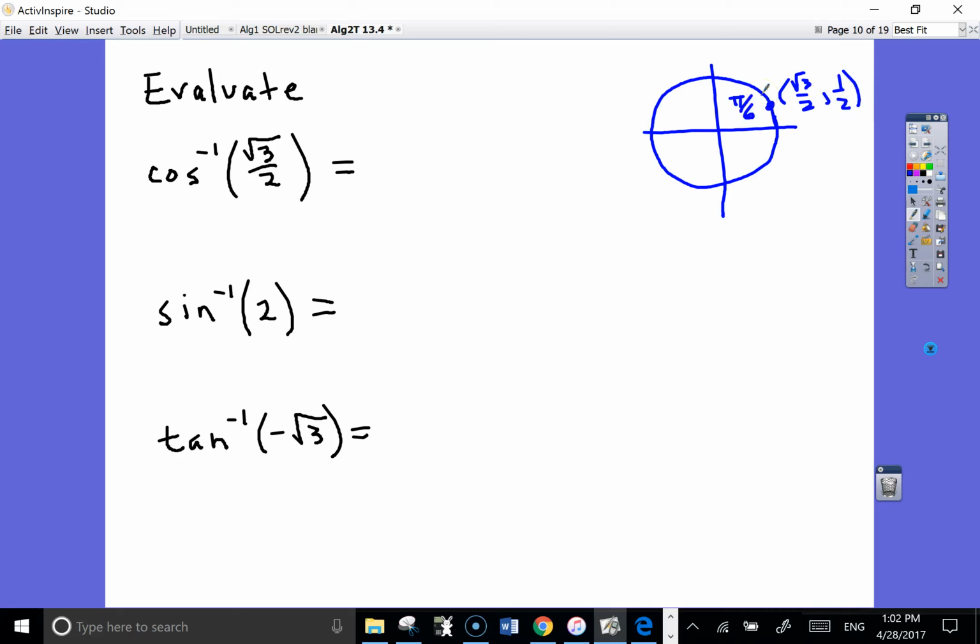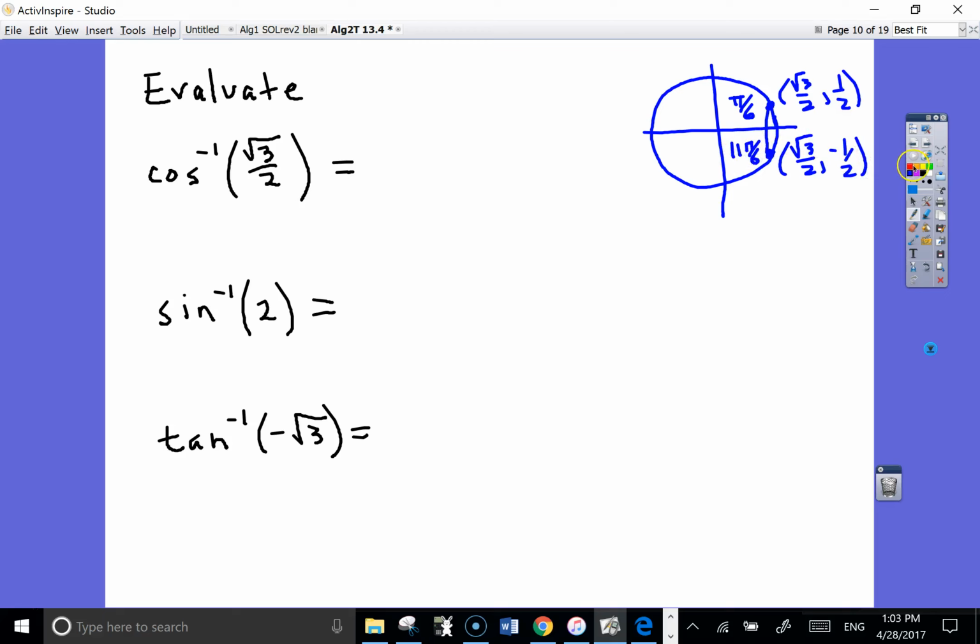Now, where else between 0 and 2 pi does the cosine equal root 3 over 2? Which quadrant would it be in? Where else is the cosine positive? Remember, cosine is like saying the x coordinate. So which two quadrants is x positive in? 1 and 4. Straight down, right? You look at your unit circle. That would be square root of 3 over 2, negative 1/2, because it's the y that's negative down there. And that's 11 pi over 6.